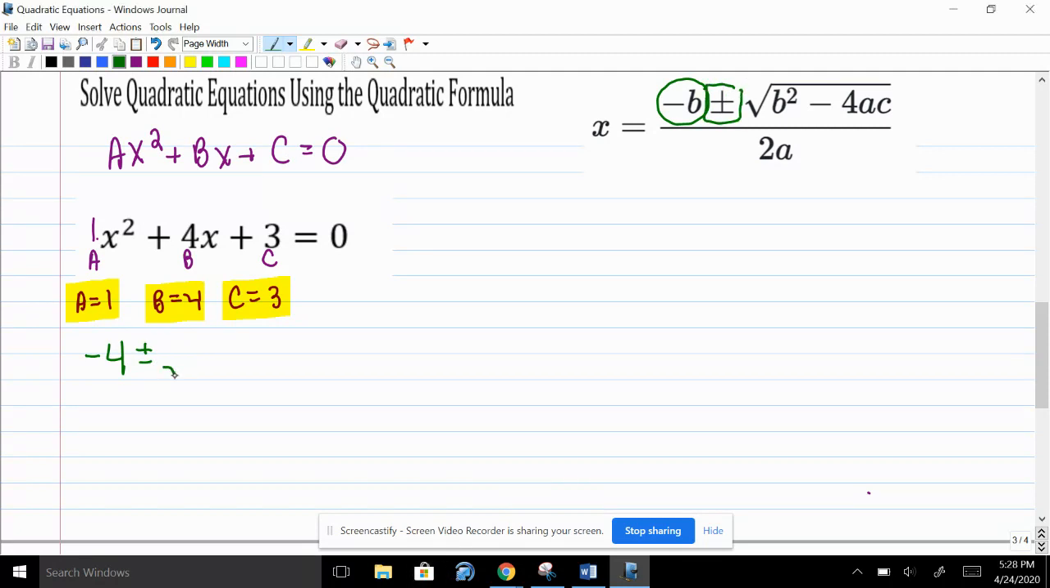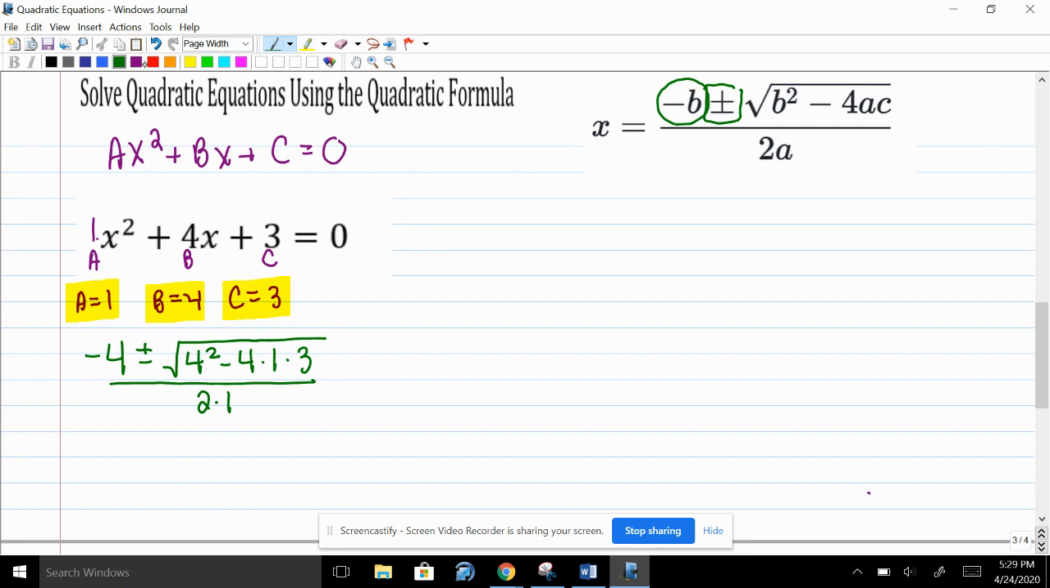The square root of b squared, b is 4, so 4 squared, minus 4 times a, which is 1, times c, which is 3, all on top of 2 times a, which is 1. So that's what this problem looks like with the numbers plugged in. From that point on, it's all arithmetic. You just have to go slow.